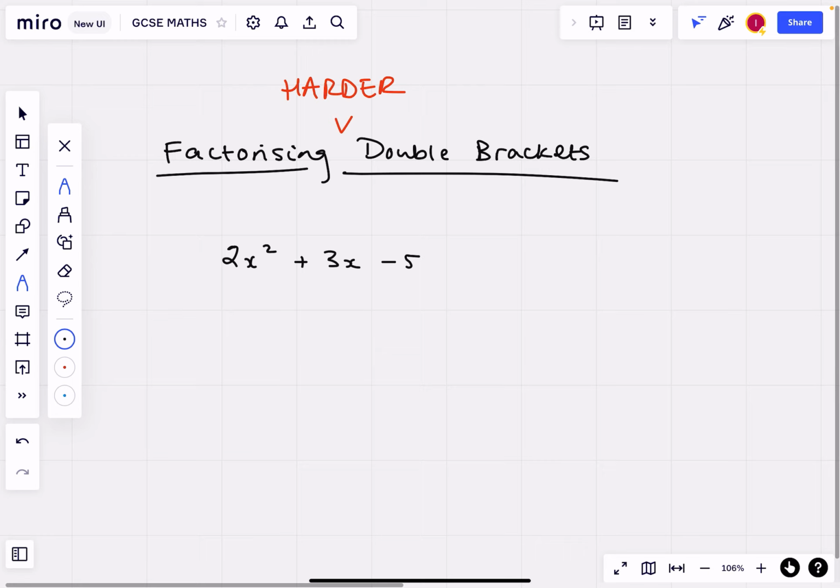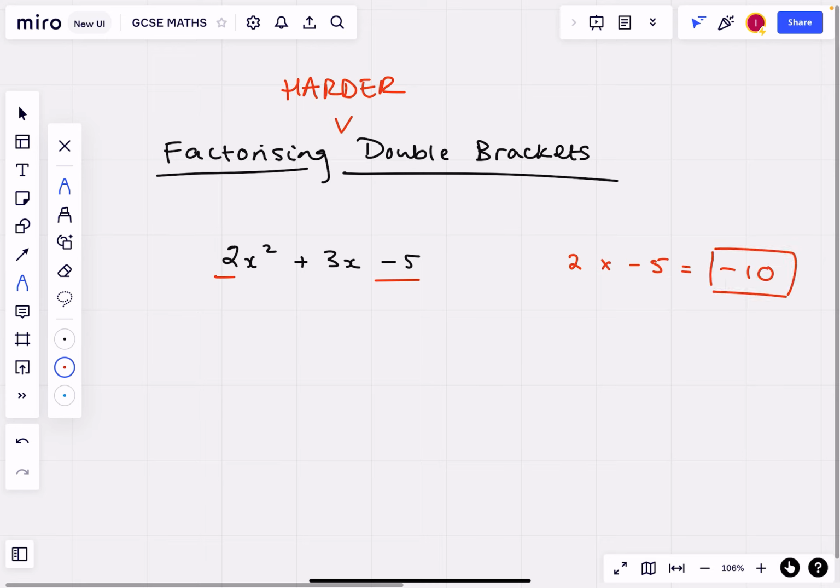Provided that you learn the step-by-step of this method, you're going to be able to factorize every double bracket you come across, regardless of what funky numbers they give you. So pay attention because it is kind of long, but once you get it, you got it. You can do everything. So here's what we're going to do. We're going to take the very first number, in this case 2, and we're going to take that last number, minus 5, and we're going to multiply them to give us minus 10.